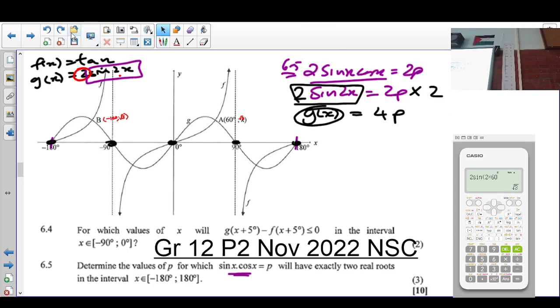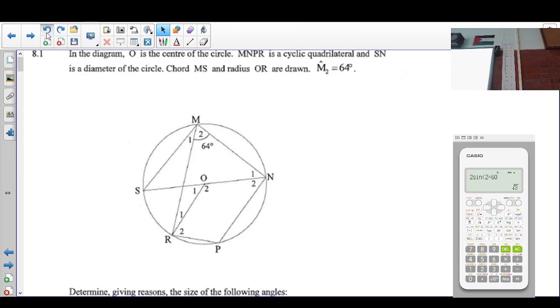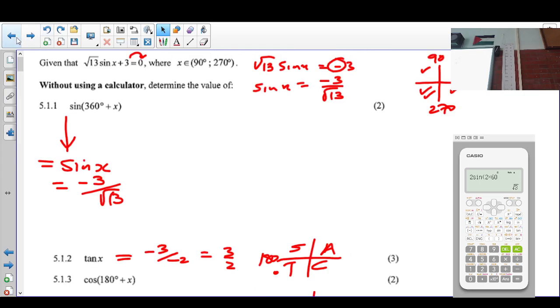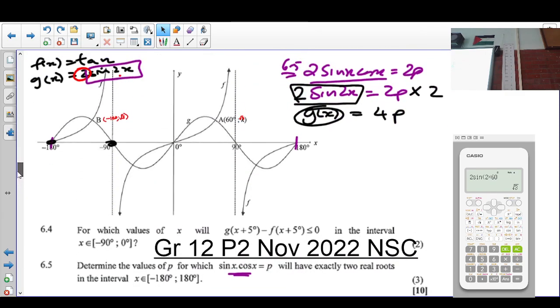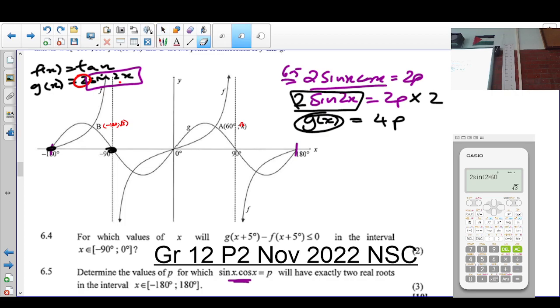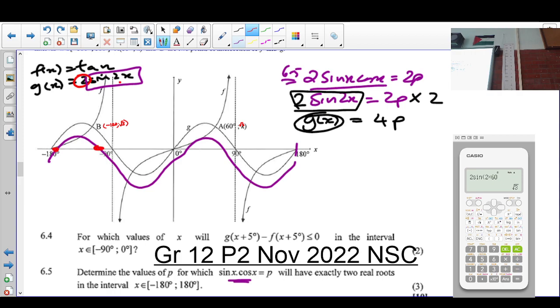So currently we have 5 roots. What I do is I take that graph in particular, the g graph, and then I investigate. If I take this graph and I move it there, how many roots will it have now? 1, 2, 3, 4. That's all.